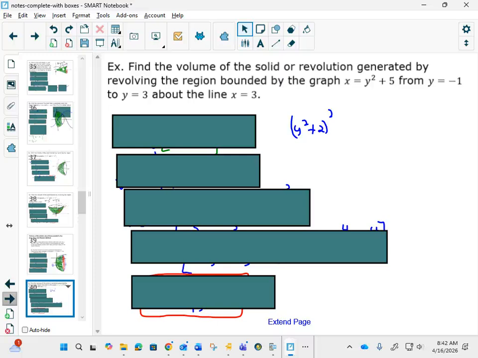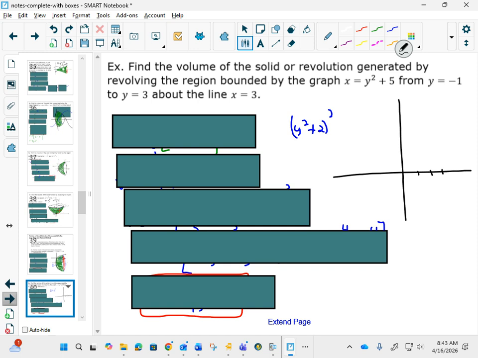So find the volume of the solid of revolution generated by revolving, and both of these, well, the one equation is x equals, and we're revolving around the line x equals 3. So 1, 2, 3. Here is, I'm going to draw it with the dotted line. Here's x equals 3. That's what we're revolving around. x equals y squared plus 5.